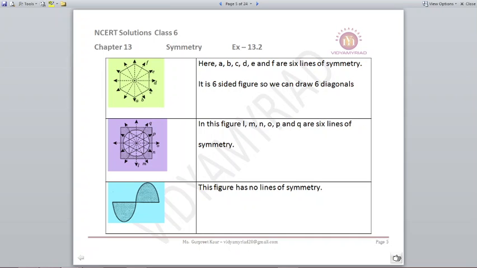Though it is a square, you will feel that inside there is a pattern formed. So based on the pattern only we will decide whether the lines of symmetry can be formed or not. Next figure, there is no method to make the lines of symmetry over here. So we can say that this figure has no lines of symmetry.